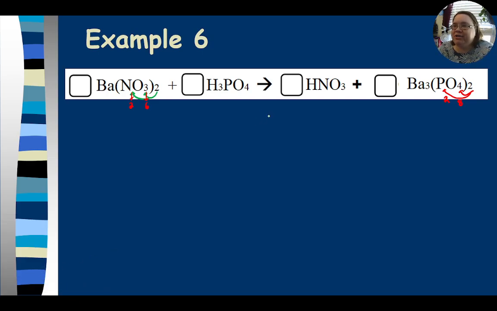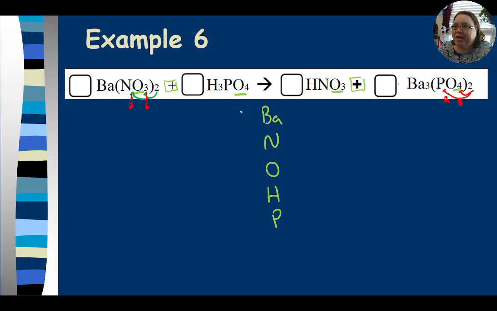So let's do my initial inventory. B-A-N-O-H-P. Ooh, I got O again. So I'm going to underline my O to remind me that it's in 2 places. That reminds me that I have to add the O together because it is in 2 different places.